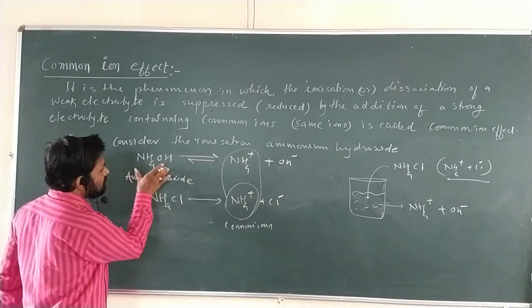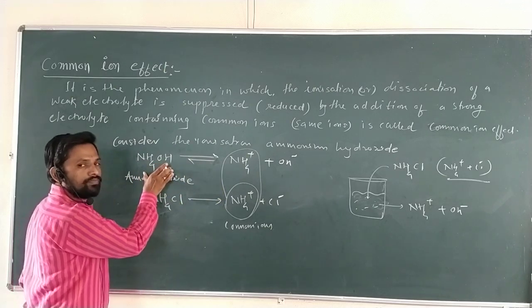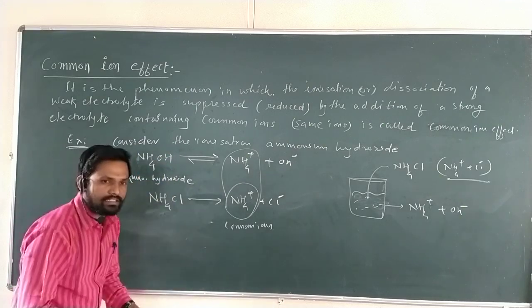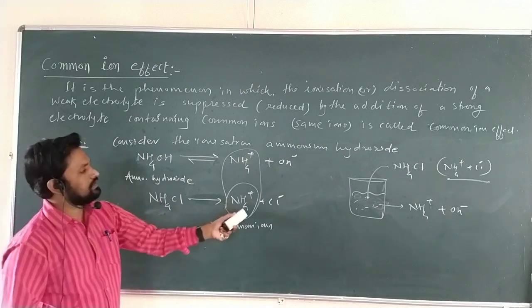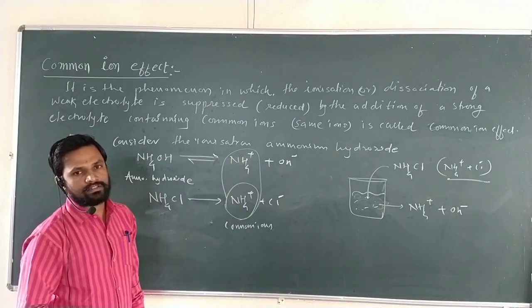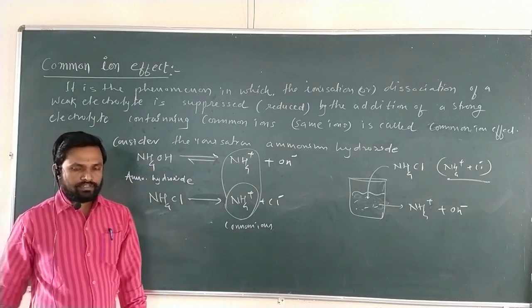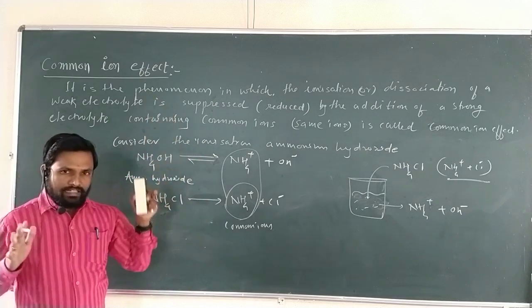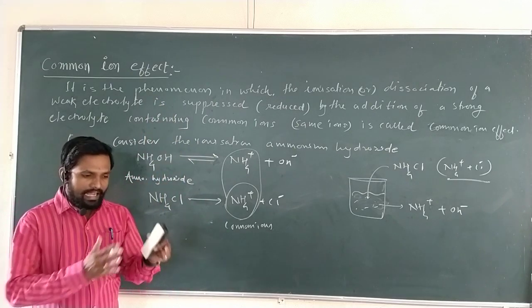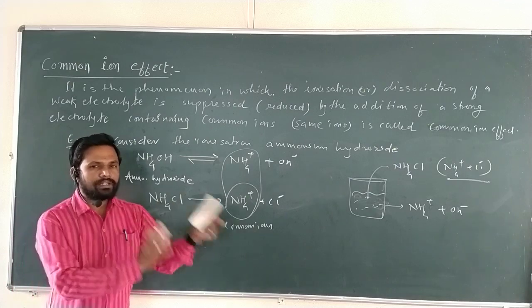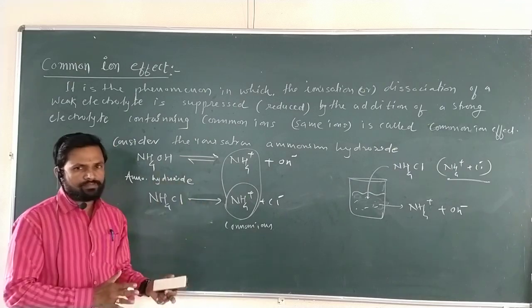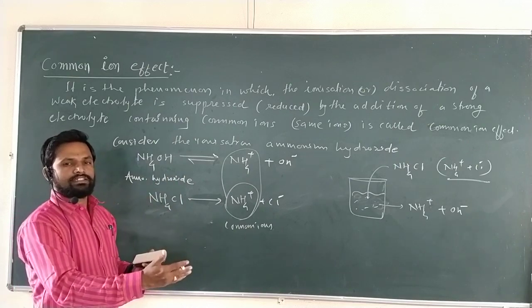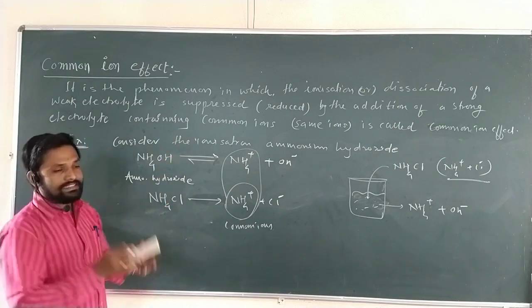It means unionized ammonium hydroxide is more. Therefore, the ionization of ammonium hydroxide is suppressed, decreased, by the increase in the concentration of ammonium NH4 plus, which is known as the common ion effect. Okay, a very simple concept. What is that? In the common ion effect, the ionization of a weak electrolyte is suppressed, decreased, reduced by the addition of one more electrolyte, a strong electrolyte containing the common ions, the same ions.